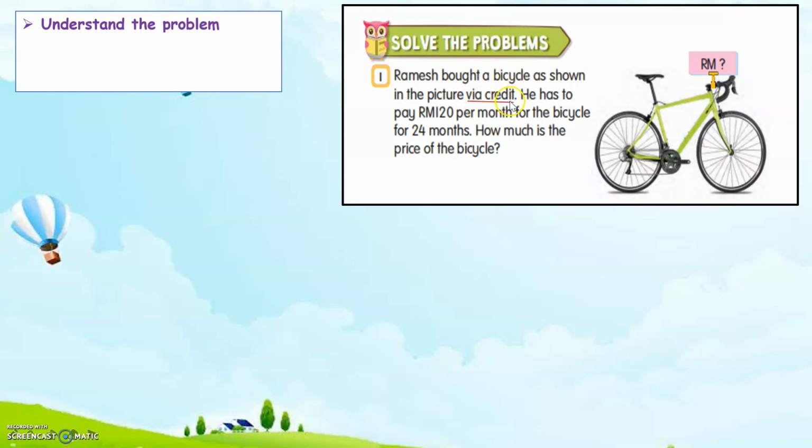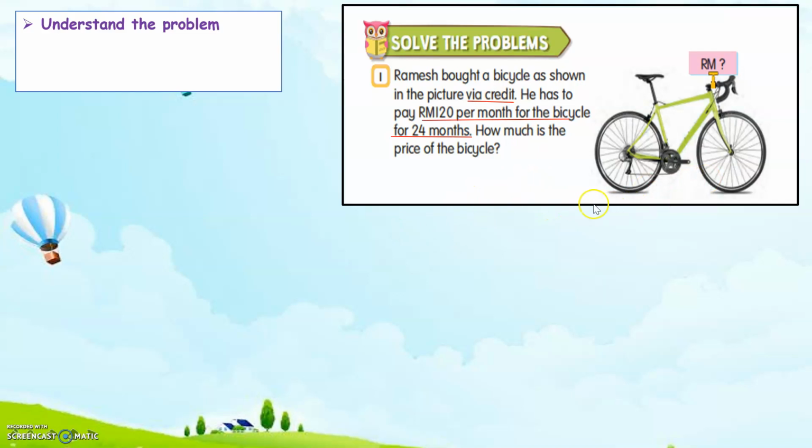First, via credit. That means he will pay the money for the bicycle in each month. And then 120 ringgit per month for the bicycle for 24 months. That means each month he will pay 120 ringgit for 24 months. 24 months means he will pay for 2 years.